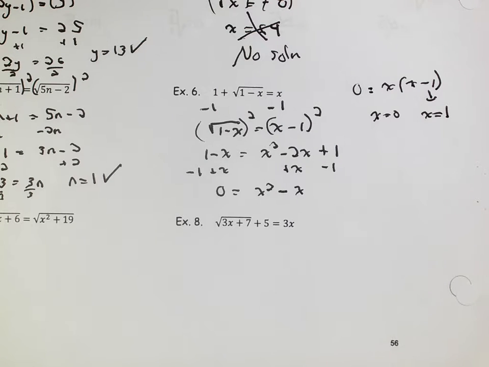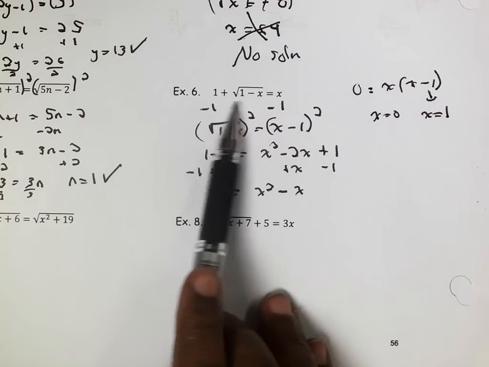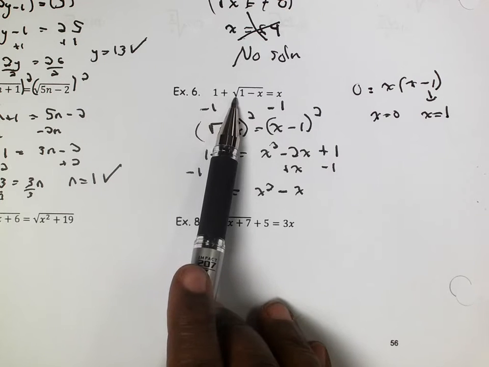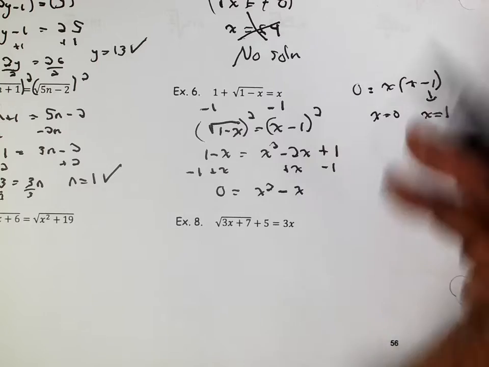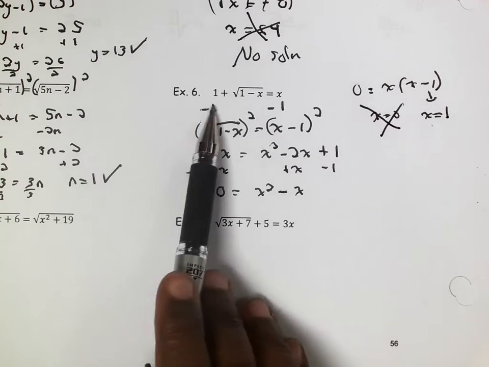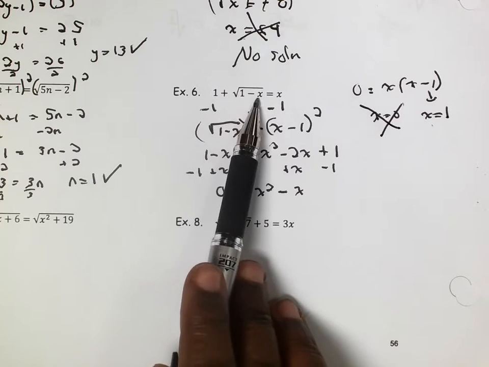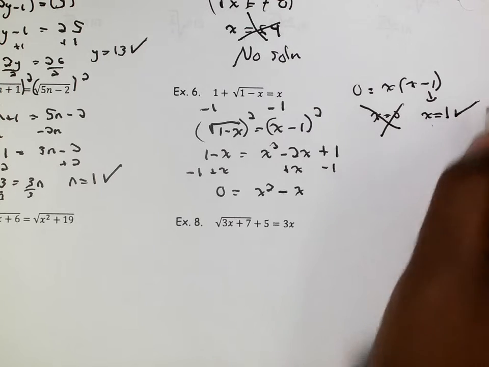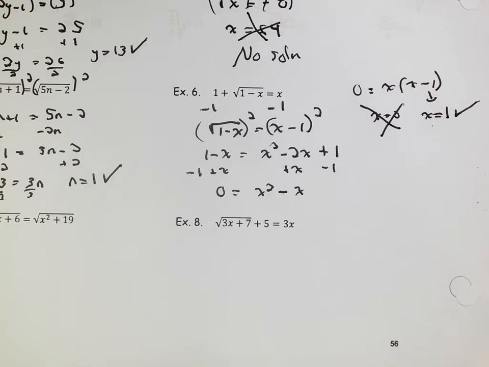So let's see if they work. If I plug in 0 here, I get 1 plus the square root of 1. So 1 plus 1 is 2, which is not equal to 0. Does not work. If I plug in 1, I get 1 plus the square root of 1 minus 1, which is 0. So 1 plus 0 is equal to 1. So that solution does work.